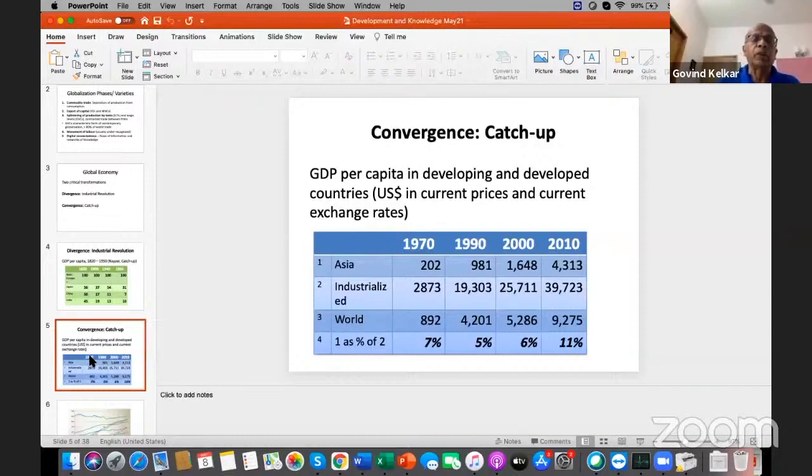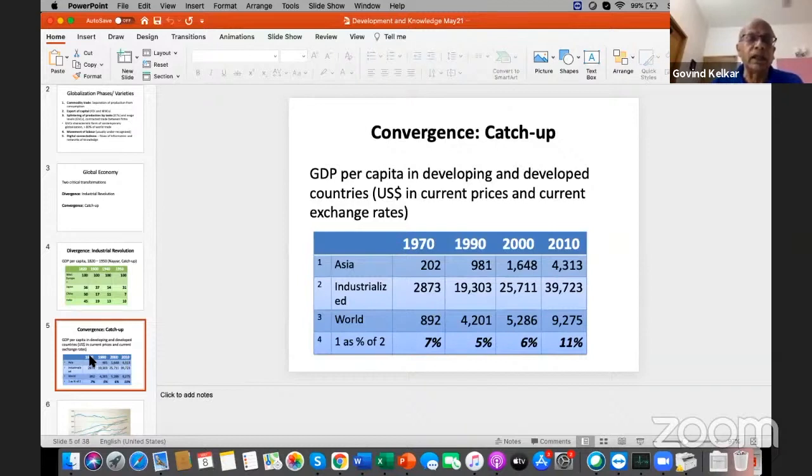So here, you will see on top the per capita GDP of Asia, which went from 202 in 1970 to 4,300 in 2010. The industrialized world, which is what we call the high income countries, went from 2,800 to about 39,000. So they grew even more. But there is a slight catch up, which you can see. If I make it as a percentage, you will understand whether it's a catch up or not.